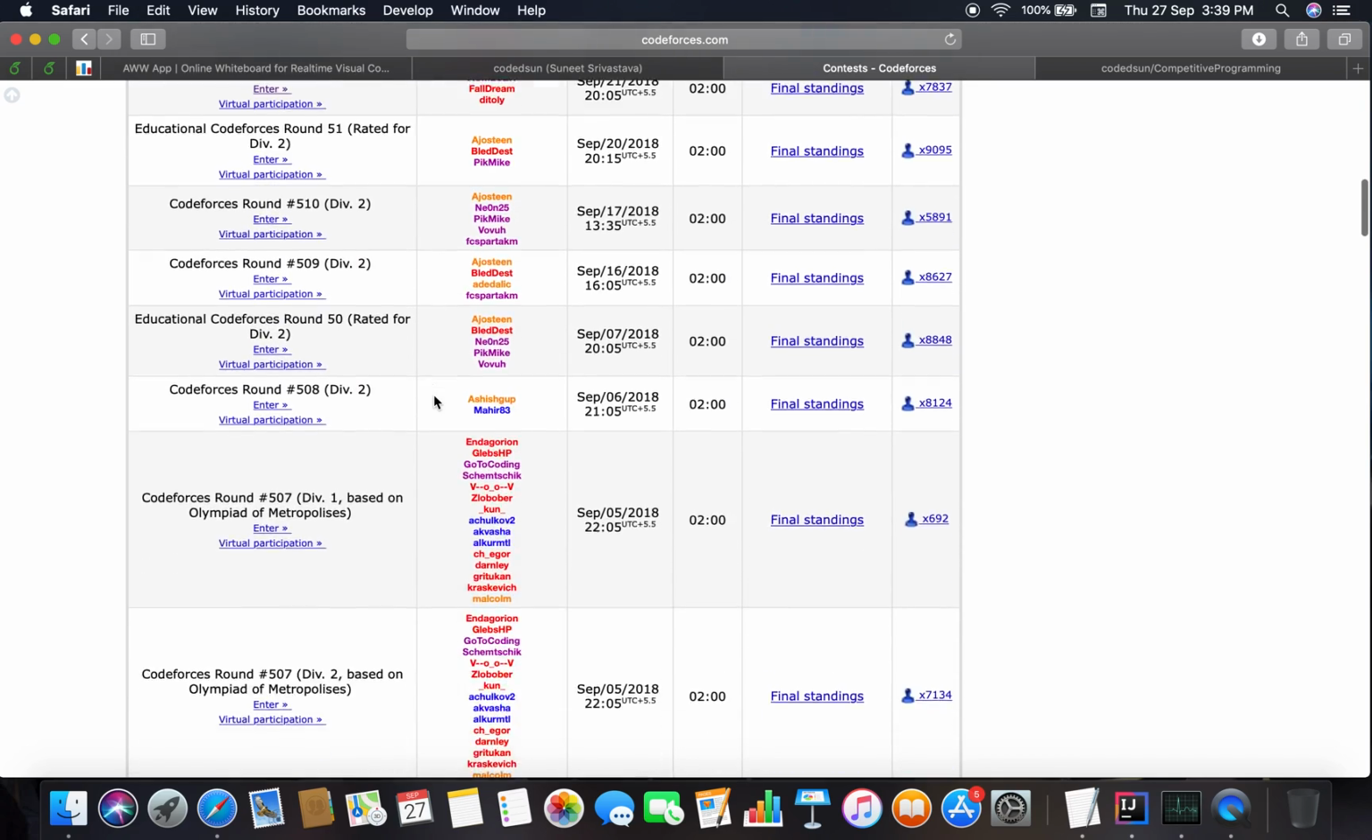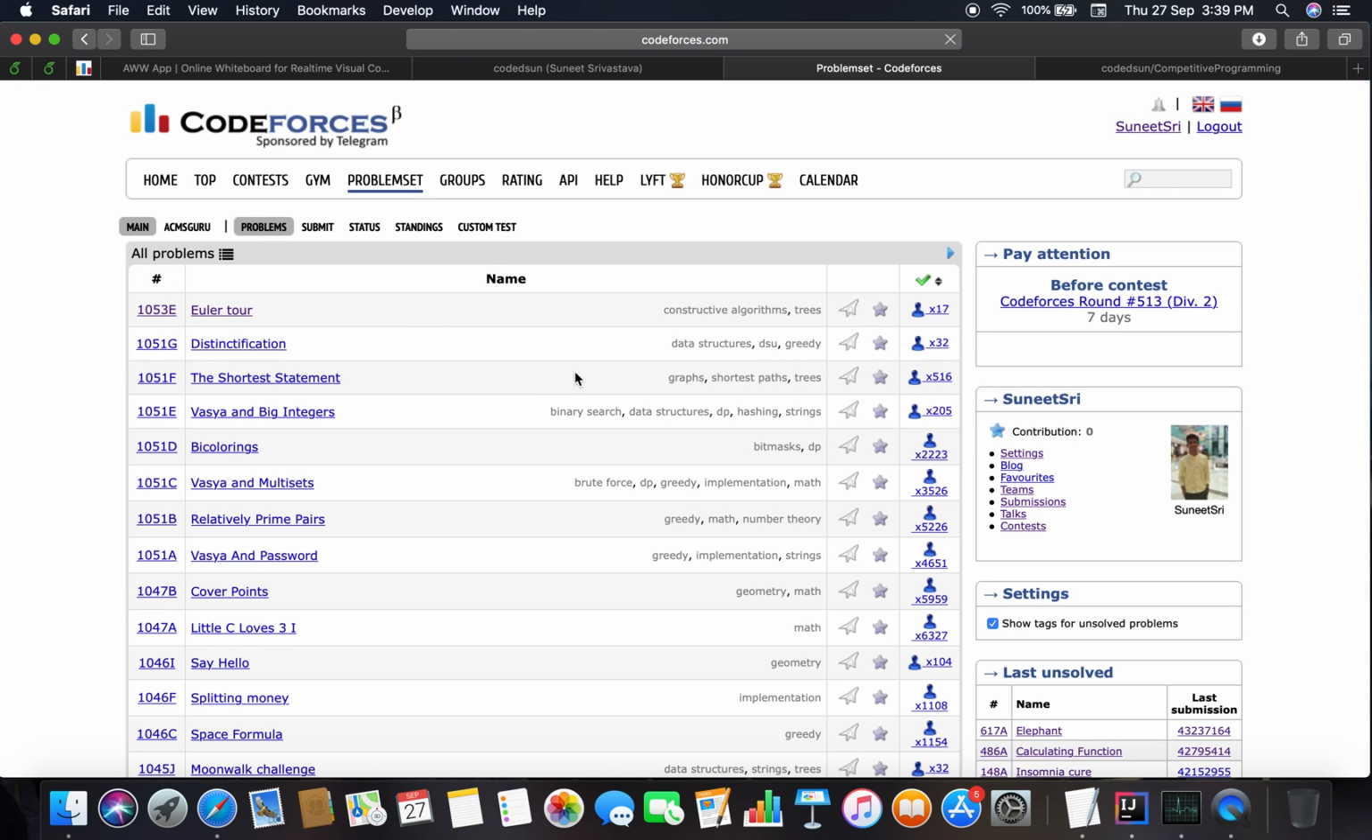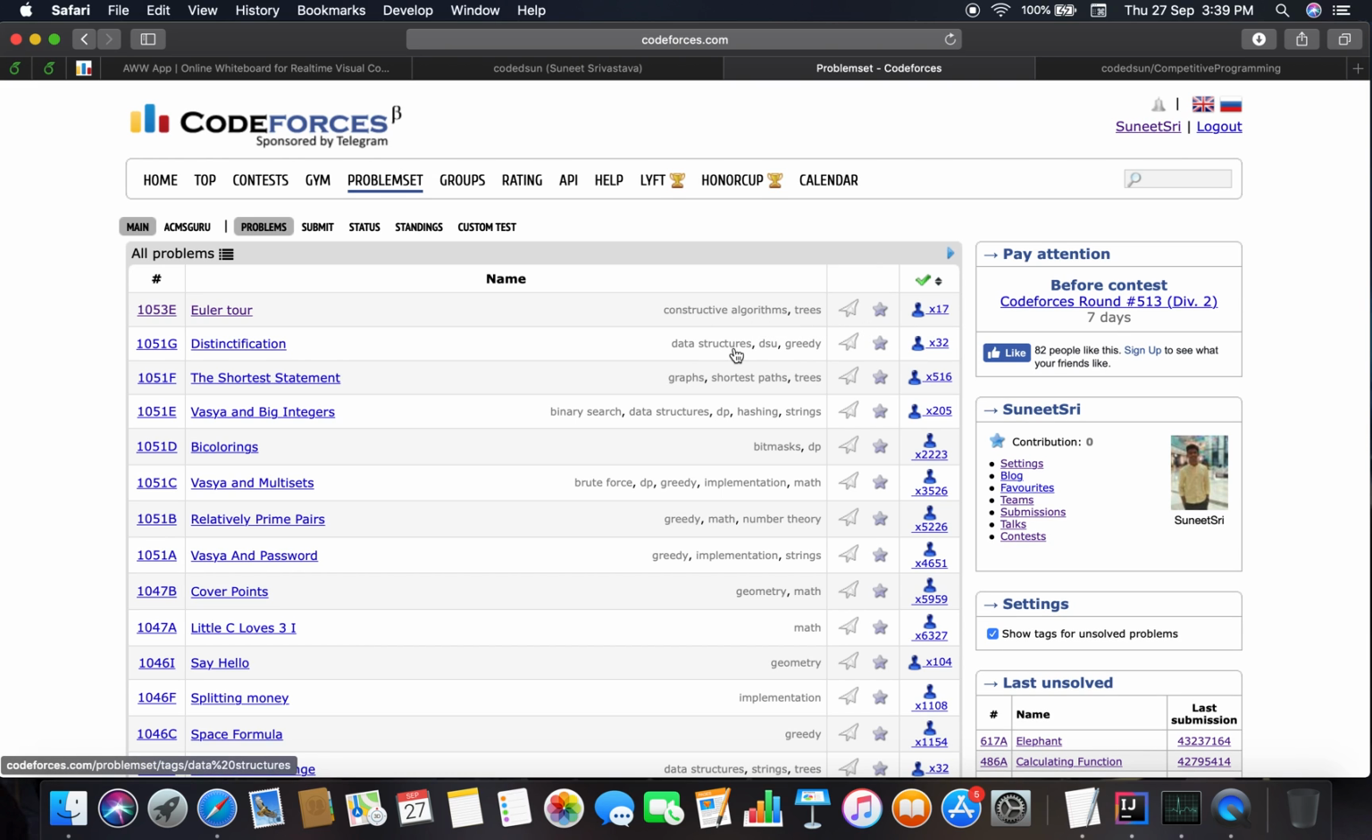So next is problem set. These are the various problems on the Codeforces website. You can also see the type of the problems: constructive algorithm, trees, data structure, DSU, greedy. You can also see the problem IDs: 1053E, 1051G. There are various categories of problems on the Codeforces website, A, B, C, D, E, and you will soon get to know which one is the easiest and which one is the hardest when we solve them.